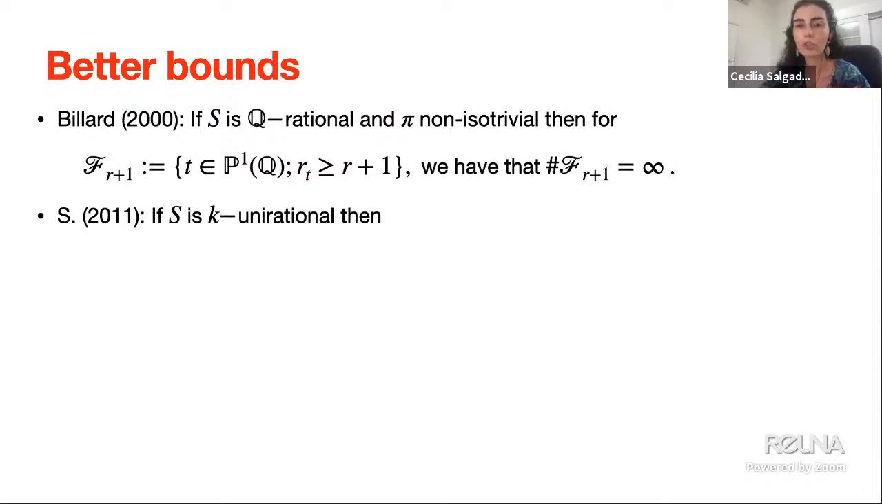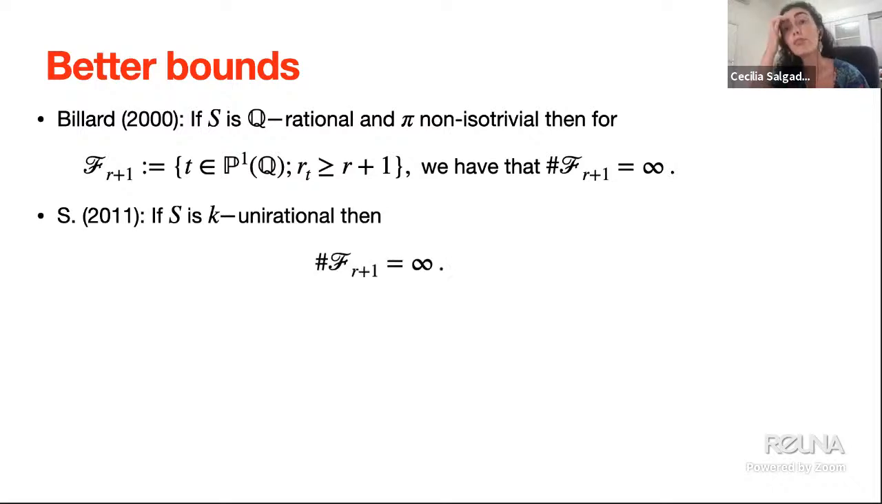So instead of rational, let's look at unirational surfaces, and instead of Q, the rational numbers, we can allow any number field K. And I think that this actually would also be true for many other kinds of fields, maybe perfect fields in general. But this set is an infinite set.